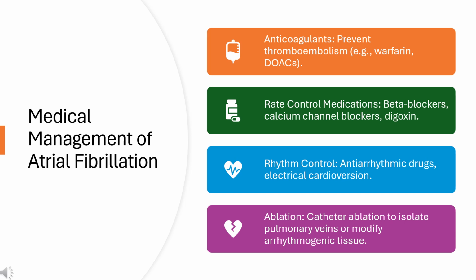We might also have to do what's called a catheter ablation. This minimally invasive procedure involves threading catheters through blood vessels to the heart, where high frequency energy, radio frequency ablation, or cryo is used to destroy or ablate small areas of heart tissue that are causing the abnormal rhythm. The goal is to isolate the pulmonary veins or modify arrhythmogenic tissue to prevent the erratic electrical signals that cause AFib.